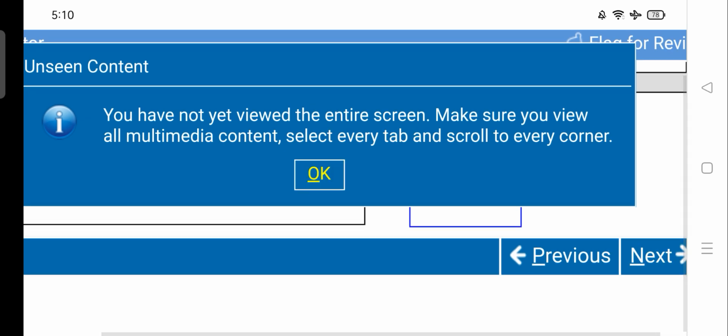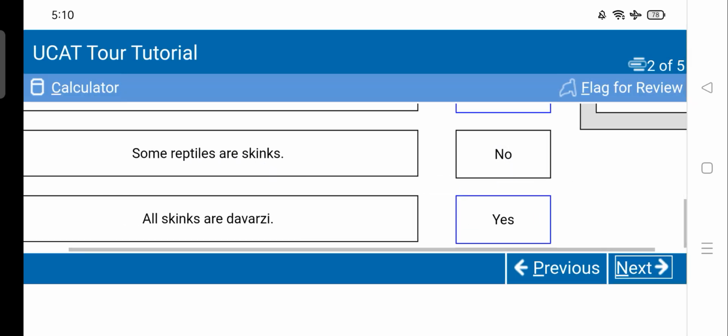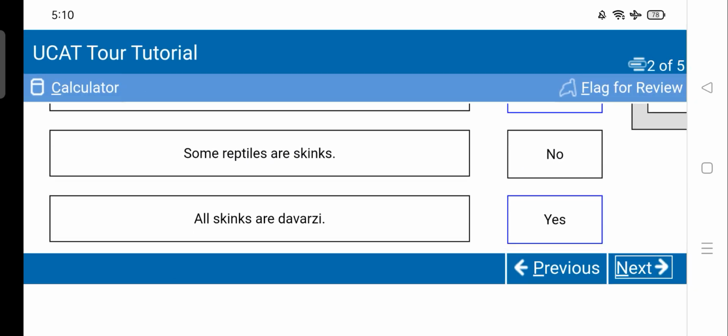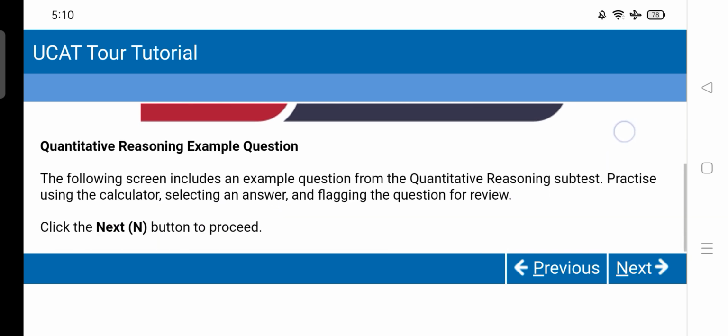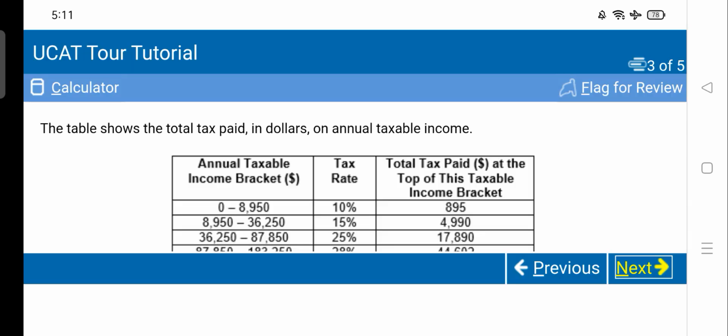Okay, next we have a quantitative reasoning example question. The following screen includes an example question from the quantitative reasoning subtest. Practice using the calculator, selecting an answer, and flagging the question for review. So in the next screen we have an example of quantitative reasoning. We will practice how we're going to solve it.